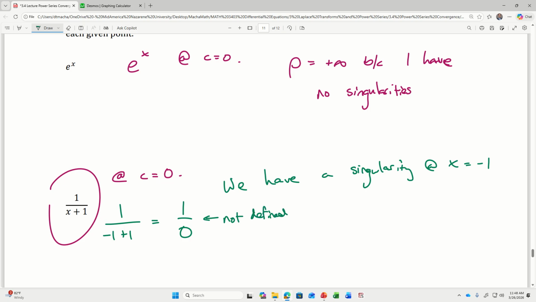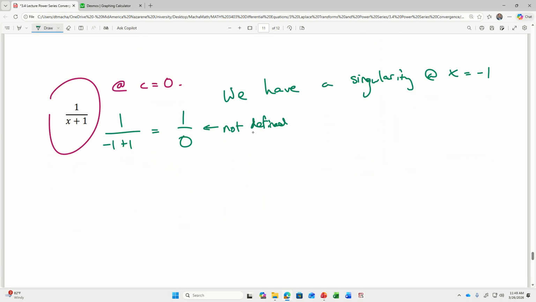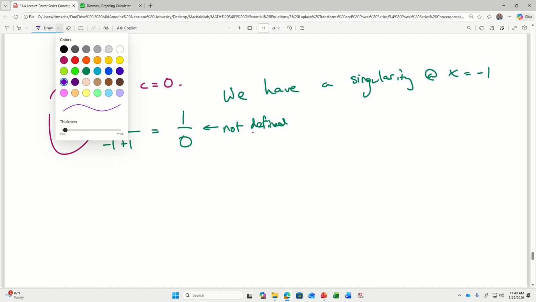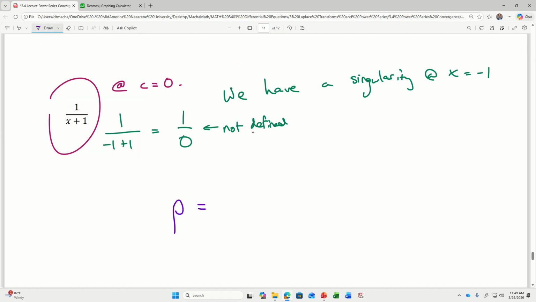If the value of my function is not defined there, we reached a singularity where I can't represent my function with a power series. The power series diverges, and every point farther away from that has to diverge as well. All the closer points are going to converge because, of course, they would. Why wouldn't they? But I only get the distance from the center at 0 to my singularity at -1. What's the distance? 1.